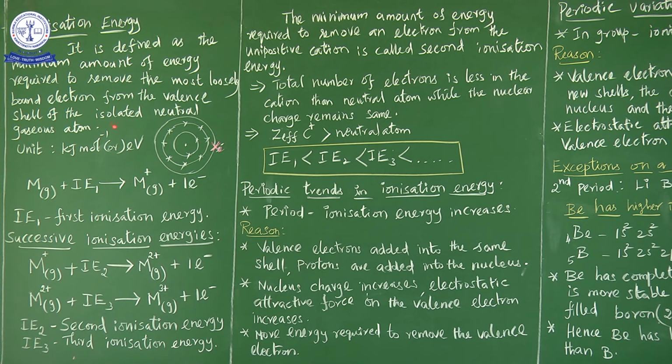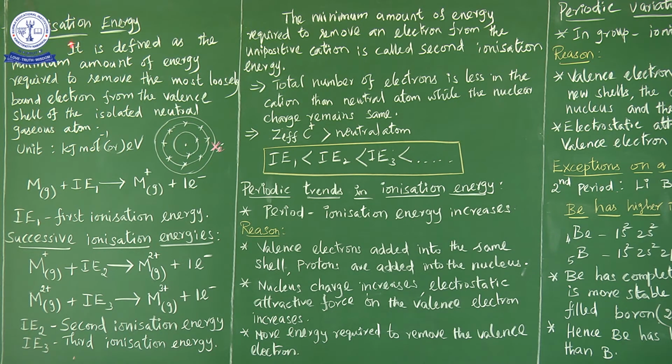That atom must be an isolated neutral gaseous atom. It must be isolated, and neutral, that means equal numbers of protons and electrons are present, and it must always be in the gaseous form. So the ionization energy is a very important definition.